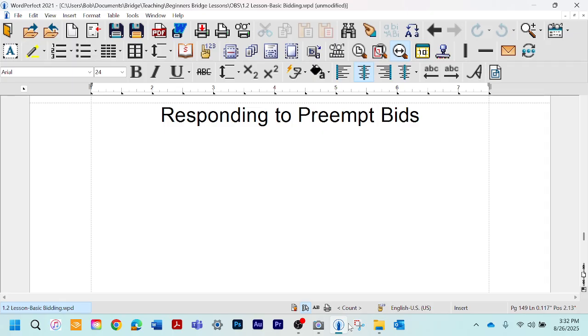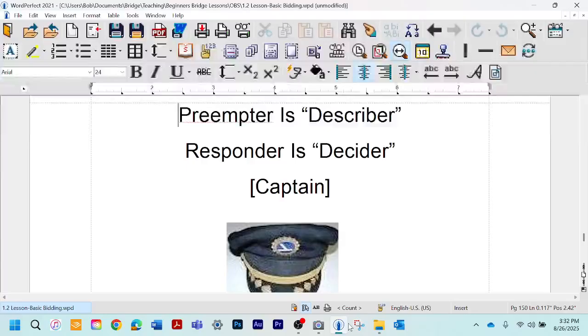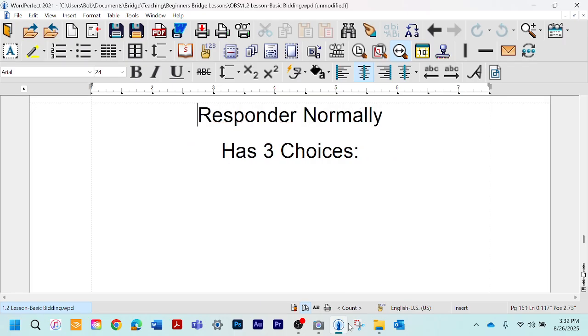Now, responding to preempt bids. Generally speaking, the preemptor is the describer. Here's a rule. When you preempt, mentally fold your arms and say, that's it, partner. Don't say any words. You can't really fold your arms, but what you're thinking in your mind is, I am done. I have just described my hand. I have preempted. So the partner is going to make a decision about what to do, not you.